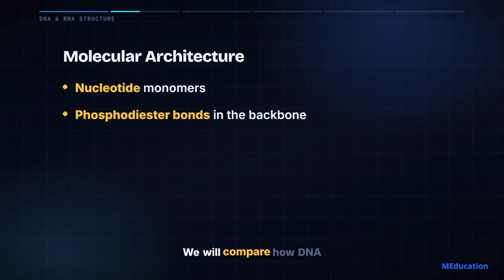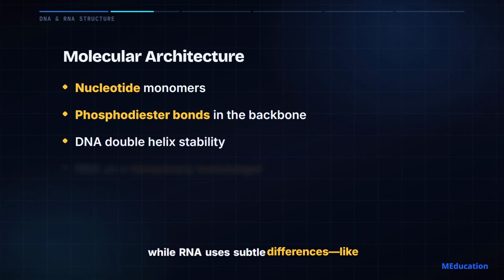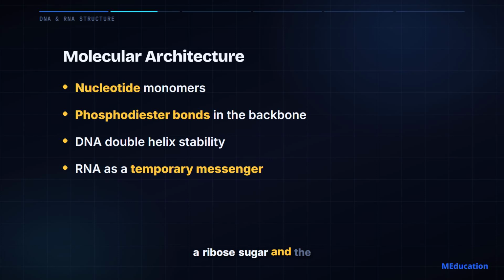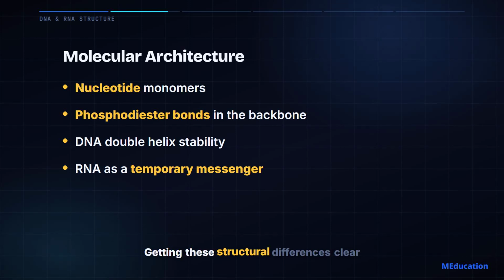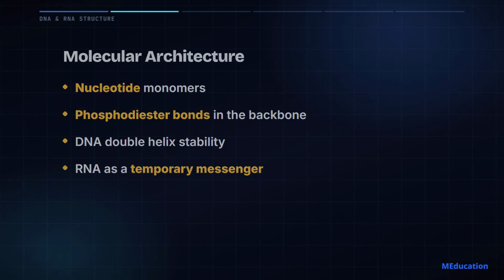We will compare how DNA forms a highly stable anti-parallel double helix to protect your genetic blueprint, while RNA uses subtle differences, like a ribose sugar and the base uracil, to function as a temporary mobile messenger. Getting these structural differences clear early on is an easy way to secure marks in Paper 1.